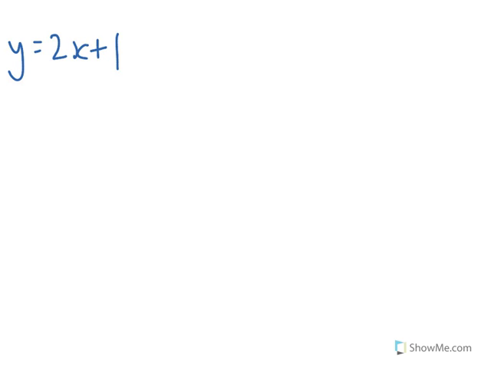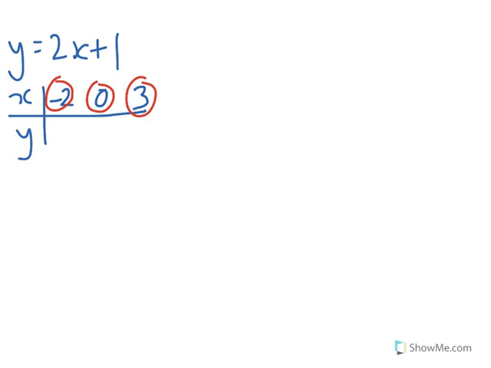They'll normally give you what's called a table of values. It looks a bit like this: x on the top, y on the bottom, and they'll probably give you some values of x. So let's say they gave you -2, 0 and 3. So what we've now got to do is substitute each of these values of x into this equation one at a time. So let's start with the first one, -2.